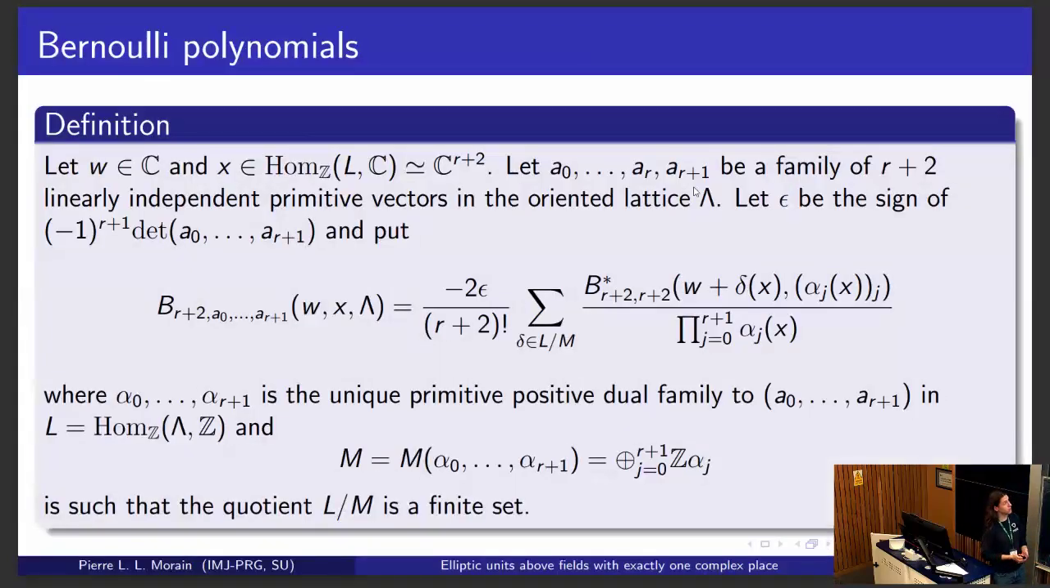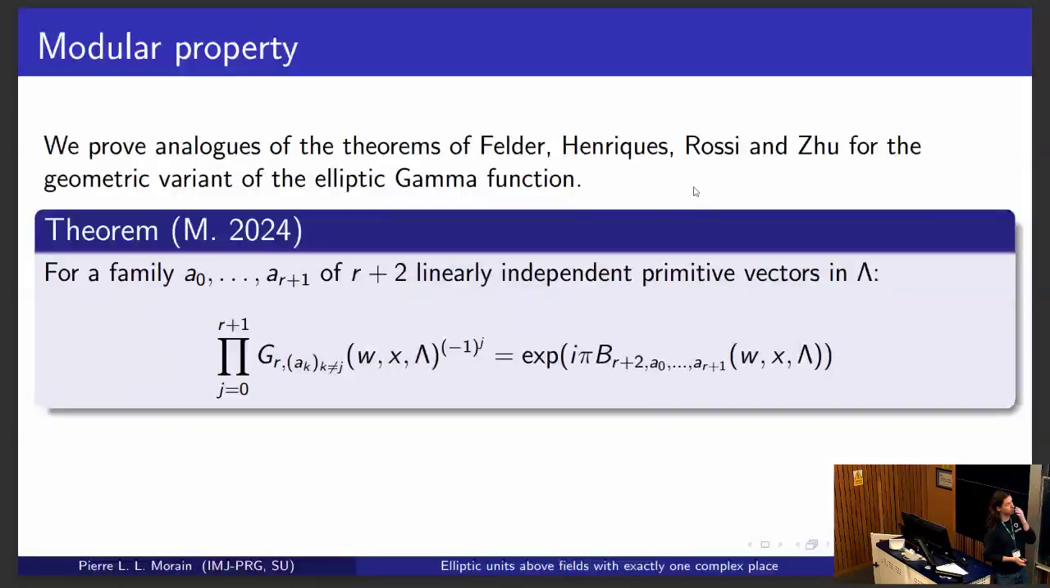Okay. So these are the Bernoulli polynomials we introduced. They are ad hoc, they are just introduced to fit the modular property. So I'm just putting the definition here for people who want to have the full definition. It's just here to get the modular property. So the modular property is expressed as follows. We have a product of r+2 geometric GR functions on the left, and it writes the splitting of the r-cocycle on the right, which is given by this Bernoulli polynomial, which I carefully cast aside.